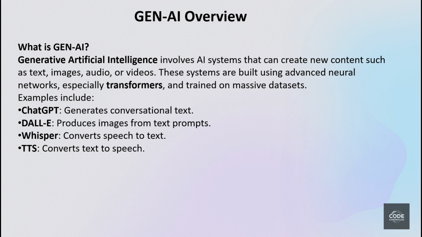For example, you might be more familiar with these technologies than you think. For instance, ChatGPT is an AI that can generate human-like text, making it a fantastic tool for conversation, writing assistance, and even scripting, like what we are doing right now. Next, we have DALL-E, an AI that can create stunning images just from text prompts. Then there is Whisper, which can convert spoken language into text, and last but not least, TTS, or text to speech, technology that transforms written text into spoken words.